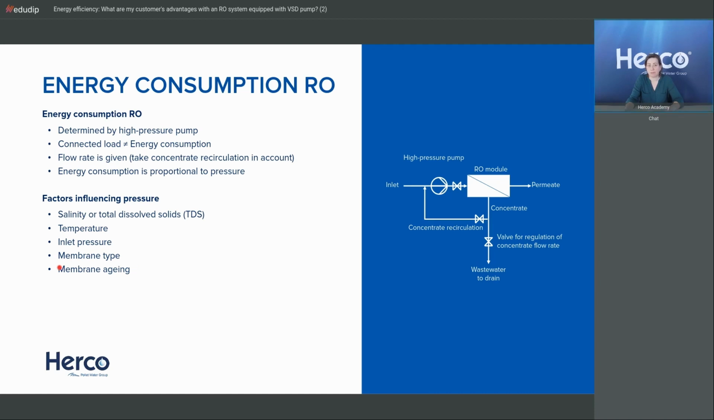Now we also have membrane type and membrane aging. Membrane type depends a bit on the density of the membrane. You can imagine it's either a very tight one, which holds back salt very well, for example a high rejection membrane. But that also means that water is not going to pass so easily, so you need a higher pressure. Or you have maybe a standard RO membrane that needs a bit less pressure than the high rejection, or possibly a nanofiltration membrane, which needs even less pressure.